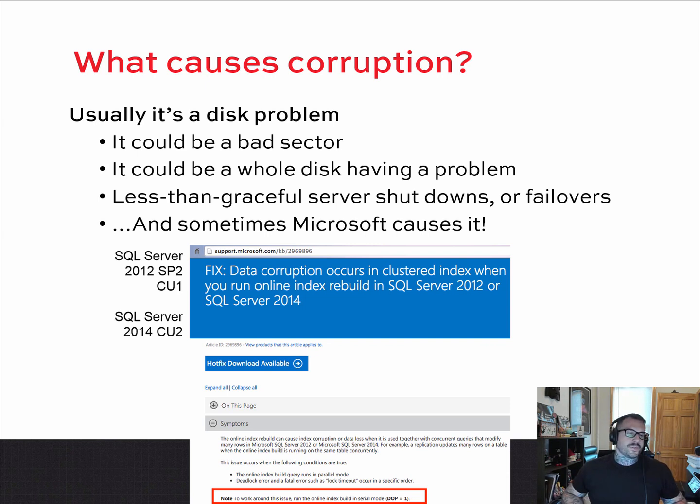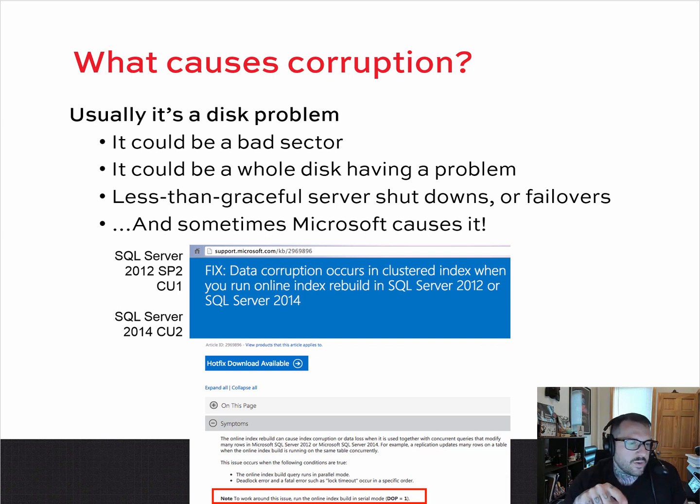So what causes corruption? We talked about what DBCC CHECKDB is and does, how often to run it, and different ways to run it, and all sorts of neat, nifty stuff that can really help you out. But what causes corruption? Well, usually it's a disk problem. It could be a bad sector or a whole disk or a whole pool of disks if you're on a SAN. It could be a less than graceful server shutdown or a less than graceful failover. There could be a dirty snapshot involved in something. And every once in a while, Microsoft causes it.